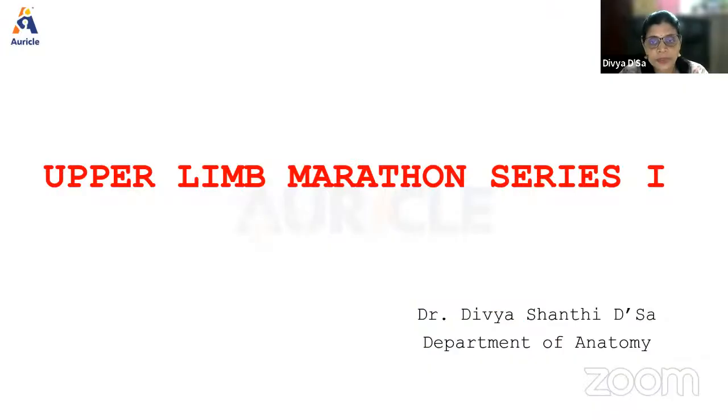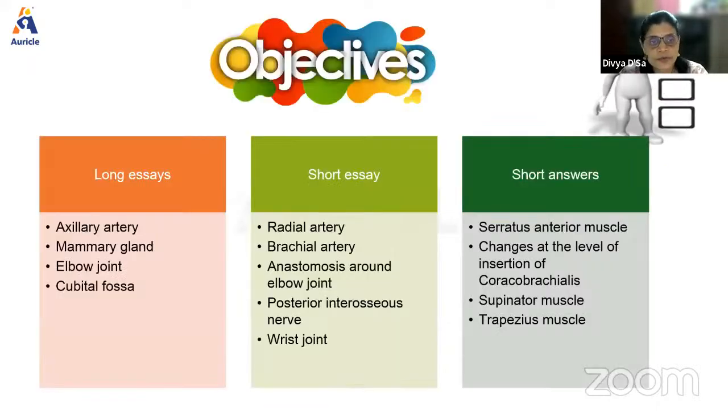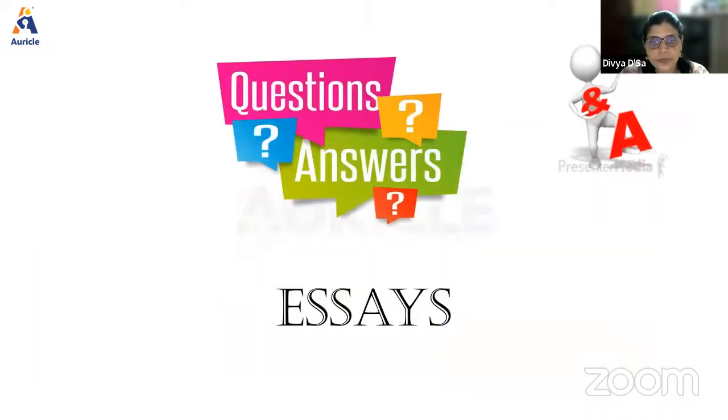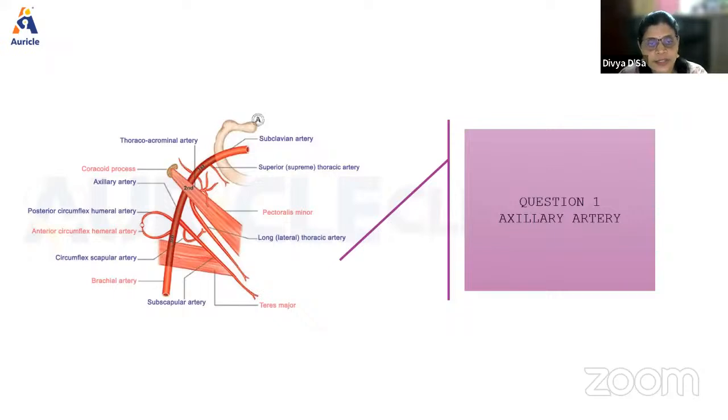So we'll start with the Upper Limb Marathon Series 1. Today we will be addressing these questions: the important long essays, short essays, as well as short answers. So we begin with the essay questions. The first question is the axillary artery.